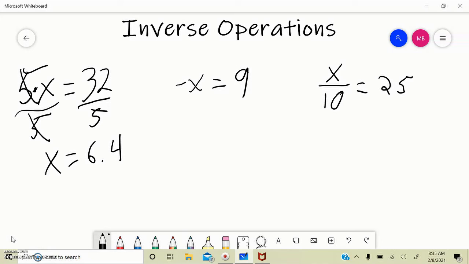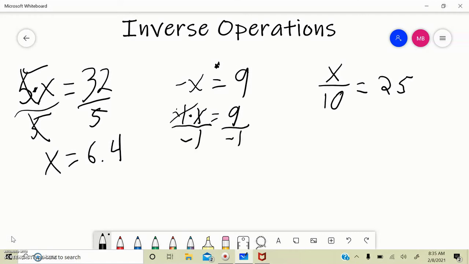Now this is a different setup with this guy right here. We have negative x is equal to 9. Well, we aren't really working with negative x's. We want to make our x positive. So how do I do that? Well, this is the same thing as saying negative 1 times x is equal to 9. So what I now want to do is divide by negative 1.